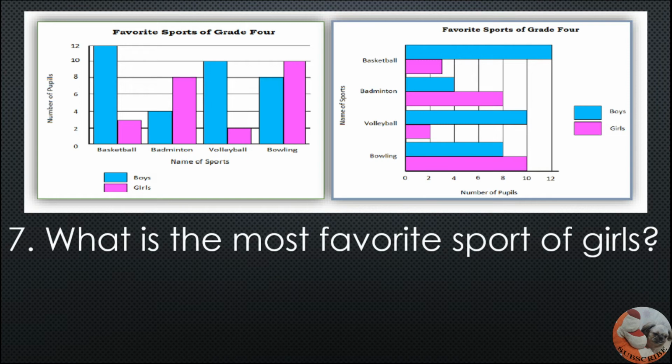Number 7. What is the most favorite sports of girls? Look at the pink bars. What is the longest bar that you can see? You can see that this is the longest bar, and your answer will be bowling. Bowling is the most favorite sport of girls.